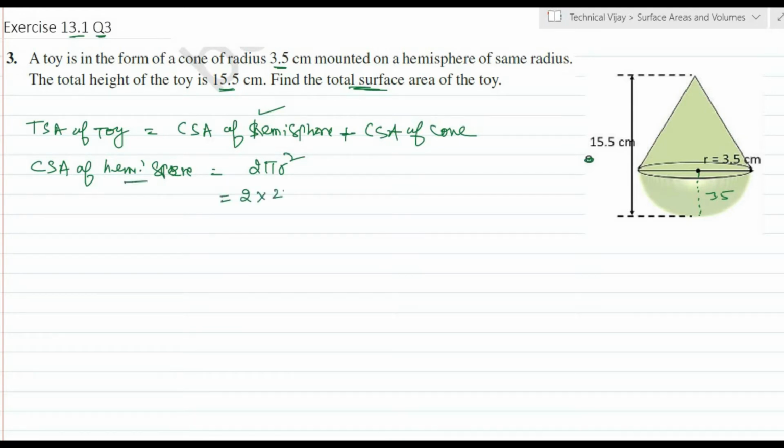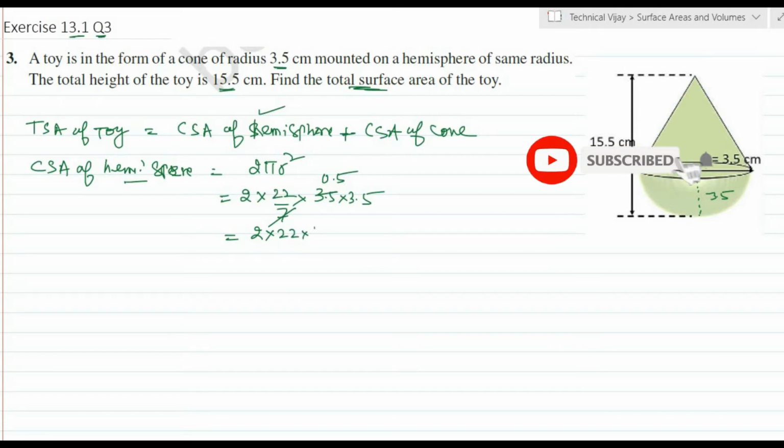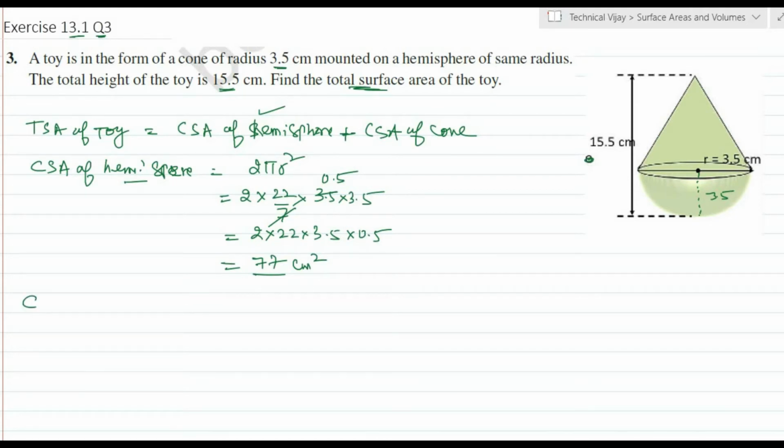So 2 into 22 by 7 into r, that is radius, 3.5 into 3.5. So this is equal to 2 into 22 into 3.5 into 0.5. After multiplication, this will give the value 77 square centimeter. So this is the curved surface area of the hemisphere.